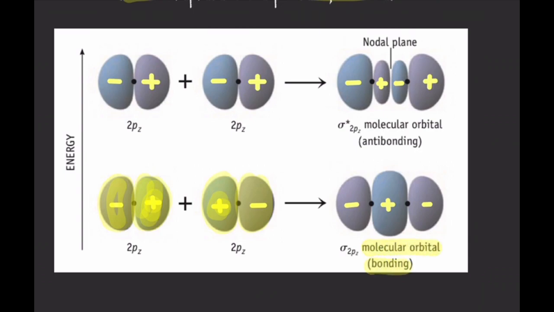Similarly, when these two atomic orbitals of two different atoms are overlapping such that they are in opposite phase, like here, of the lobes which are going to overlap, one lobe is positively charged and the other lobe is negatively charged, then an anti-bonding molecular orbital will form. So the number of molecular orbitals formed is equal to the number of atomic orbitals combined.